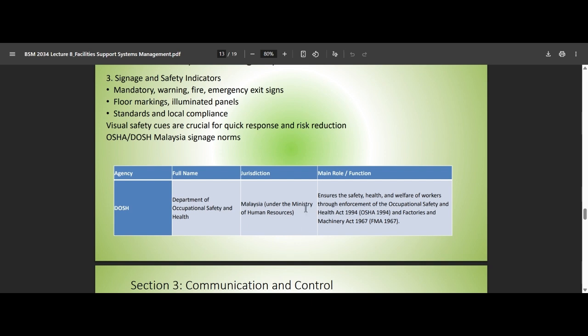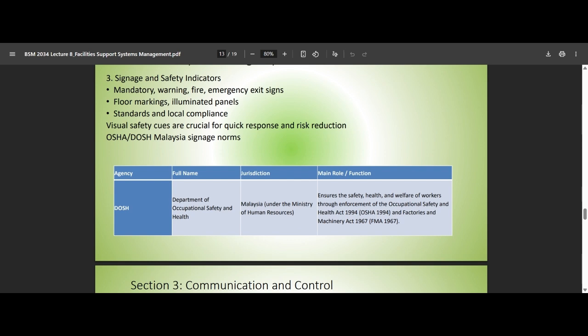As I said, DOSH stands for Department of Occupational Safety and Health, which comes under the Ministry of Human Resource. Now, OSHA, where does it stand? OSHA stands for, let me read out: ensures the safety, health, and welfare of workers through enforcement of the Occupational Safety and Health Act. OSHA is an act.